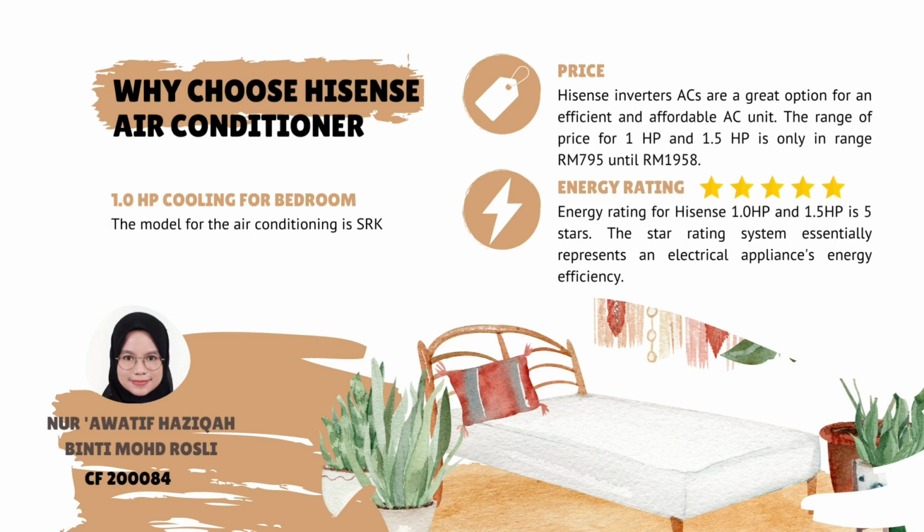In this presentation, I would like to concentrate on why we chose the Hisense air conditioner. Firstly, in our project, we are using 1.0 horsepower cooling for the bedroom and 1.5 horsepower for the living room. 1.0 and 1.5 horsepower should be sufficient for a standard room and living room. The model for the air conditioning is SRK.